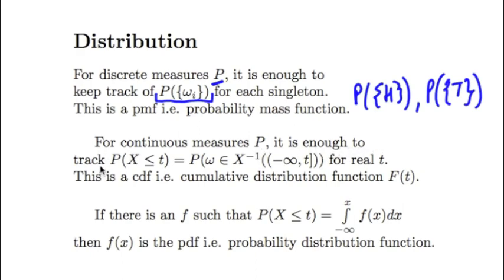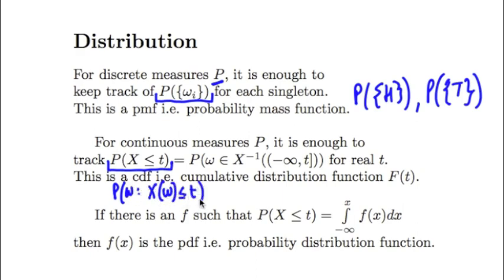It is enough to keep track of P, the probability that X is less than or equal to t. So remember, for a continuous measure, the outcomes have to be continuous, and X is a random variable, and you can ask what is the probability that the random variable takes on values less than or equal to t. And remember again that when we say X less than or equal to t, we really mean omega such that X of omega is less than or equal to t. So over here, we mean P of omega such that X of omega is less than or equal to t.